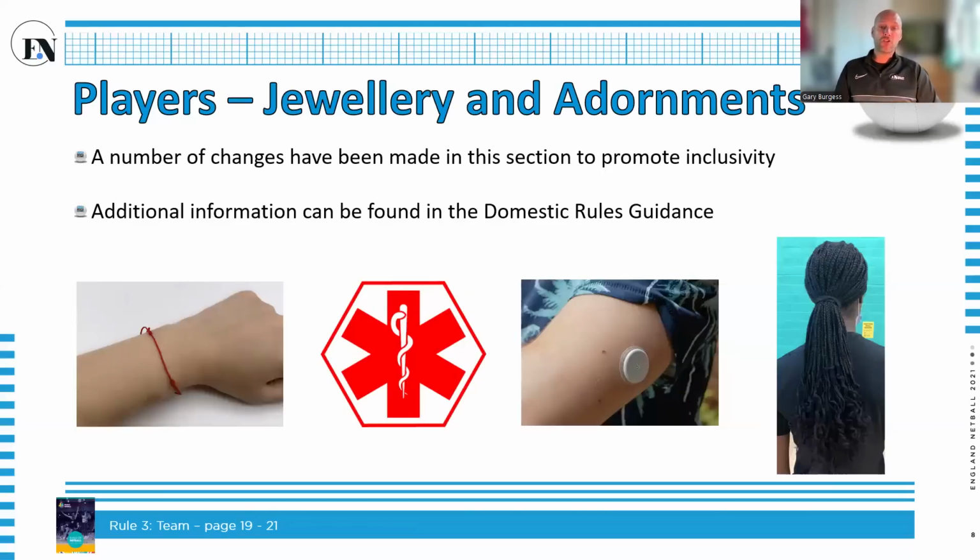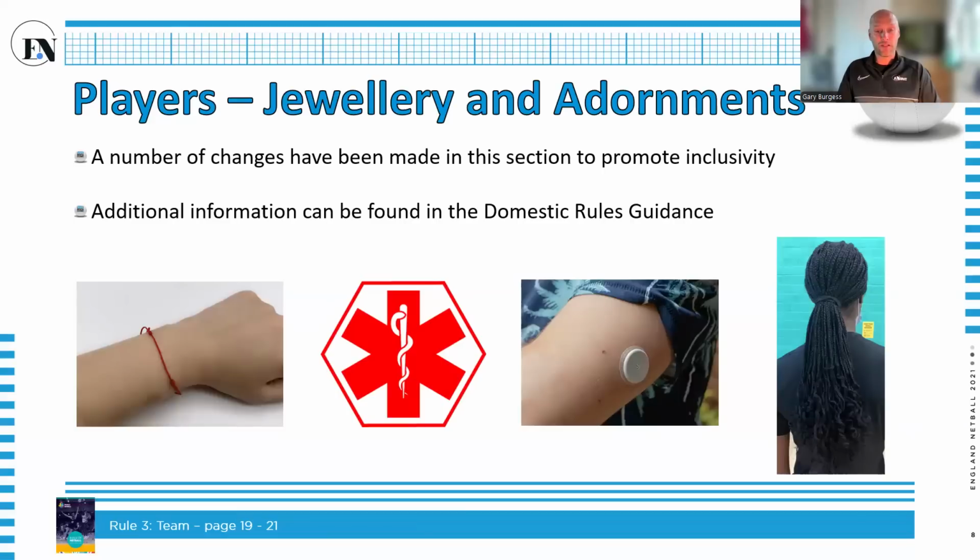Okay, now image 2 represents medical alert bracelets. Now, these are allowed for obvious reasons, but again, like religious bands, they need to be taped and secured so people don't get their fingers caught underneath. Now, image 3, people I'm sure will recognize. This is a Libra sensor, and it's used by diabetic players to monitor their blood sugar. Now, they're also being used for a number of other reasons.